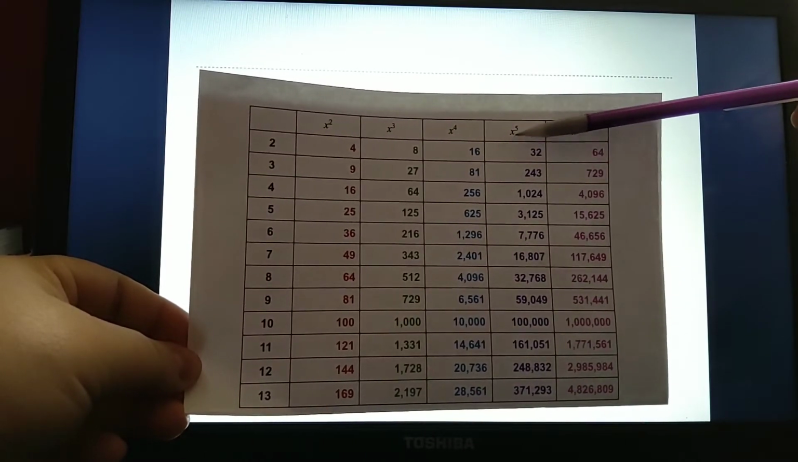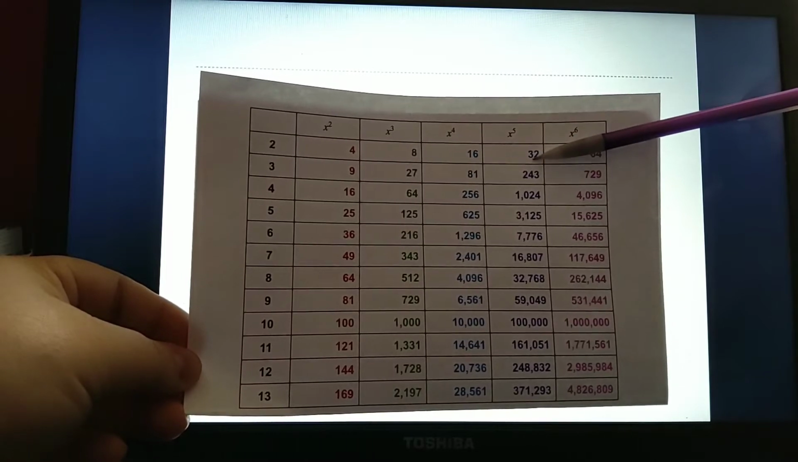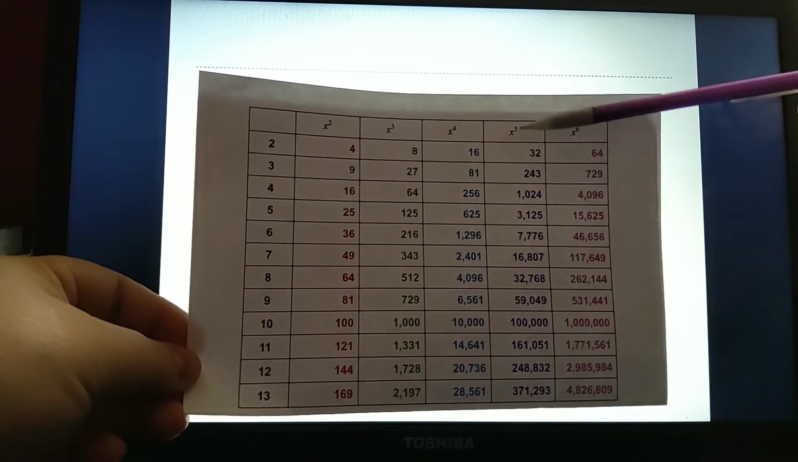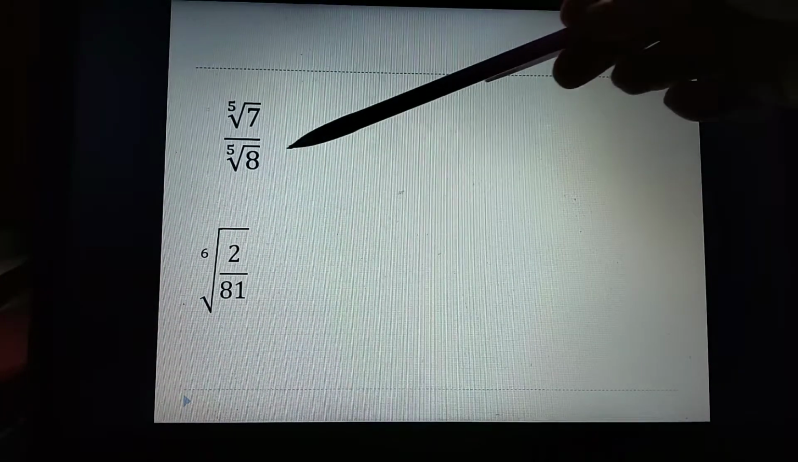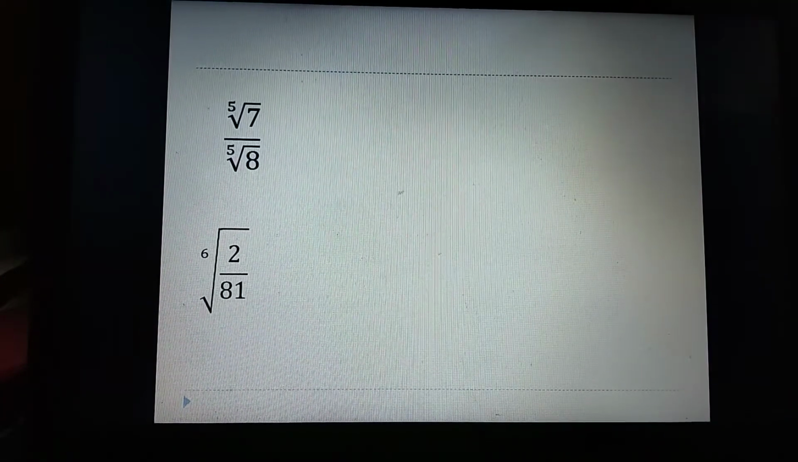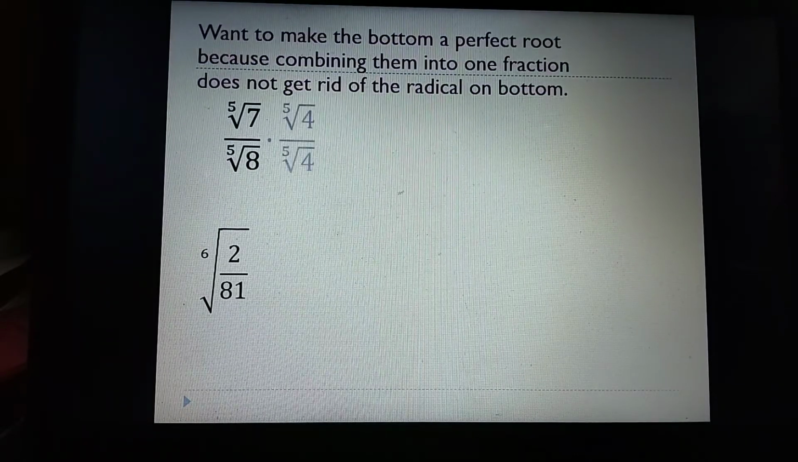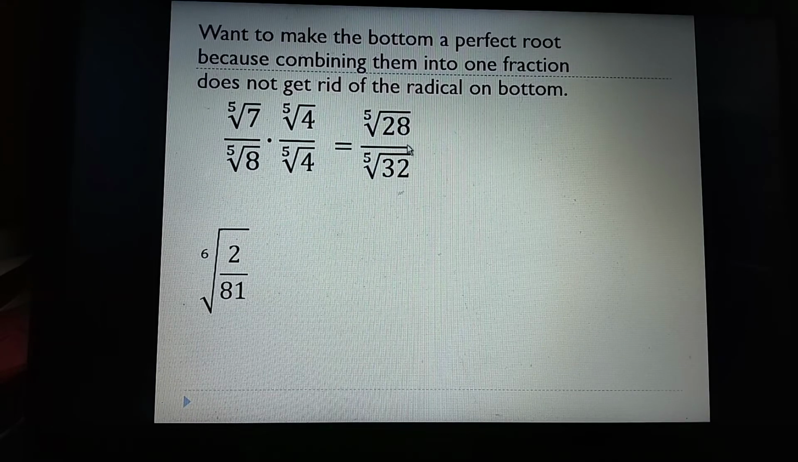Now, because it's the 5th root, it has to be the 5th root of 4, so that I get the 5th root of 32. And whatever I do on the bottom of this fraction, I have to also do on the top of the fraction. So I'm multiplying my bottom by the 5th root of 4, multiplying the top by the same thing. Now all you're going to do is multiply these. They have the same root. So 7 times 4 is 28, and 8 times 4 is 32.